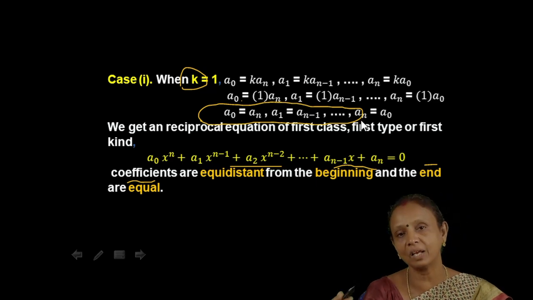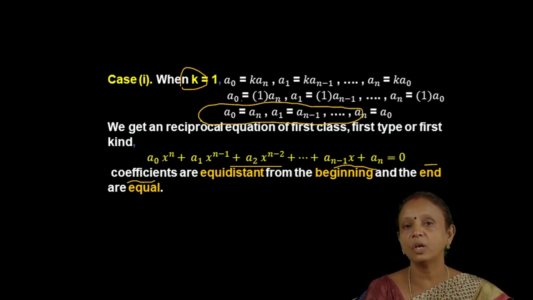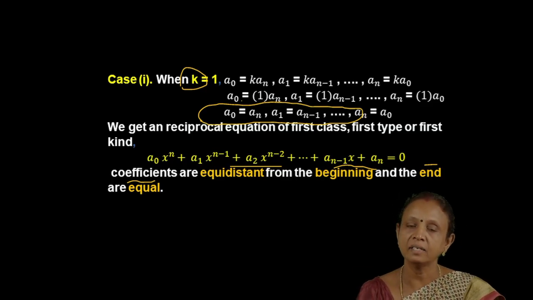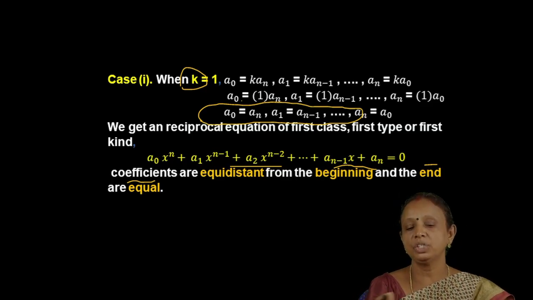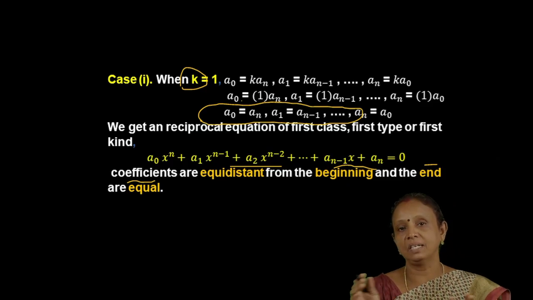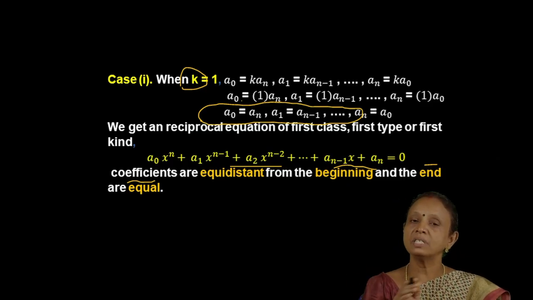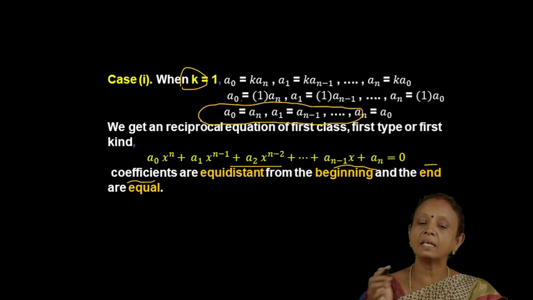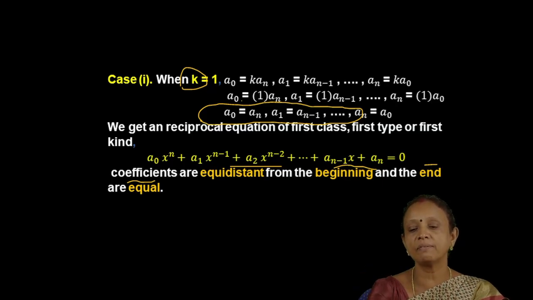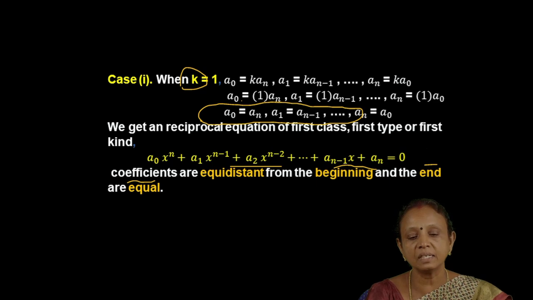Where are they located? A naught is here and at the last we see an. So what are the positions? They are equidistant from the beginning and the end. They are equal, because a naught and an are equal. Therefore they are equidistant, and from the beginning and the end the coefficients are equal. And so it is a reciprocal equation of the first class, first type and first kind.